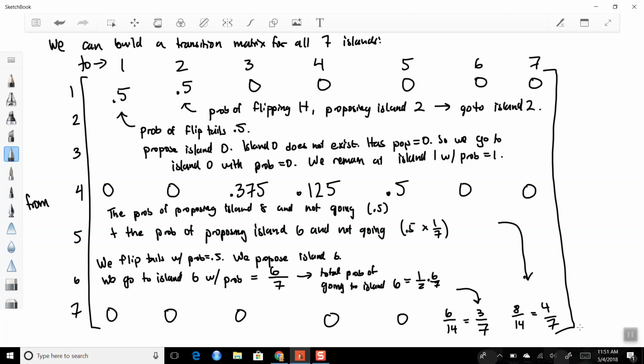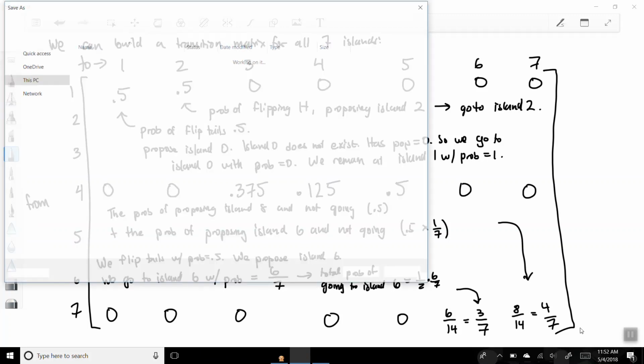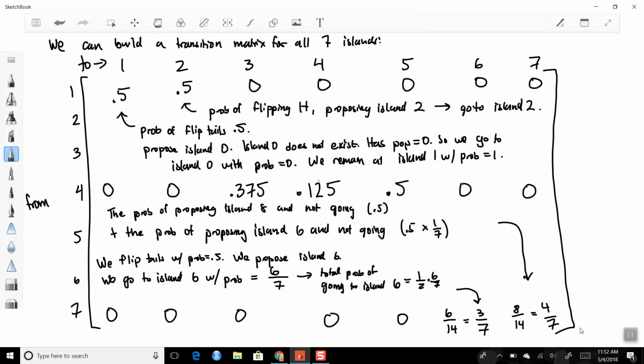And then in your next homework assignment, I'll have you fill out the rest of this transition matrix, which isn't too hard to do.